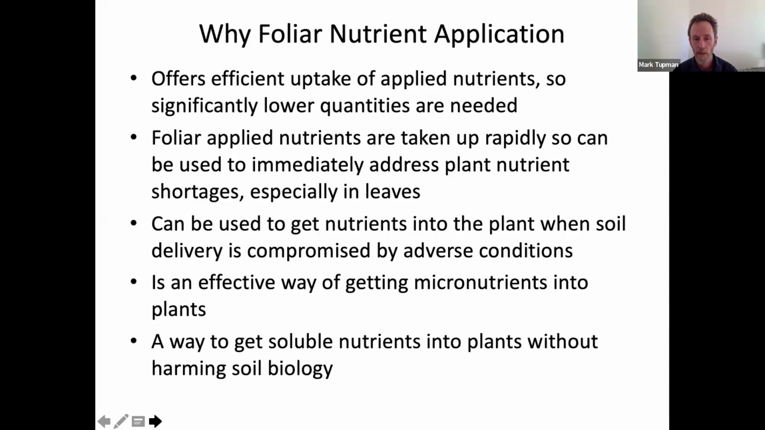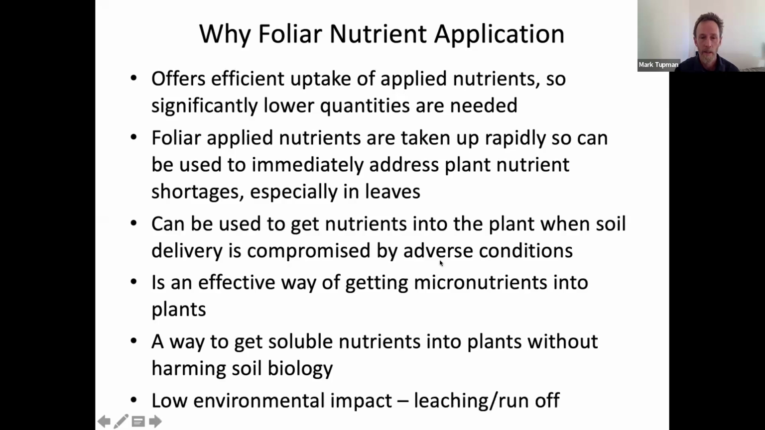It's also a way of getting soluble nutrients into the plants without putting salty fertilizers on the soil. Because you're using low rates and you're not actually putting them on the soil, you can really do that without harming the soil biology. That said, you can harm the leaf biology if you don't get your mixes right. So again, you have to be aware of some of these things. Obviously, because you're using low rates, you're not going to have such environmental problems like leaching and runoff.